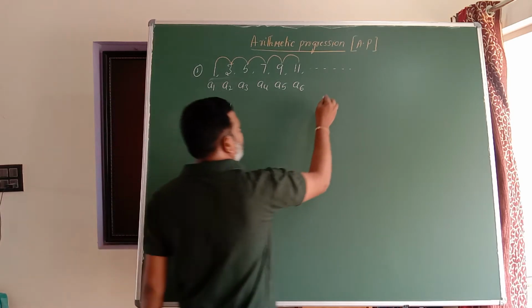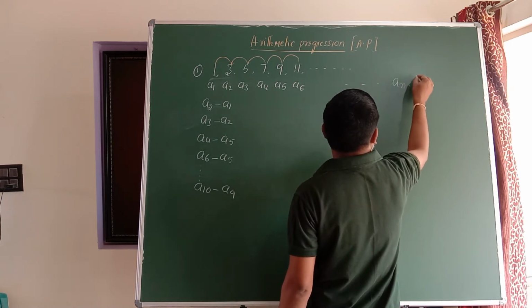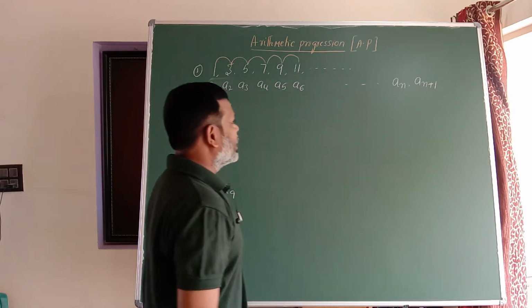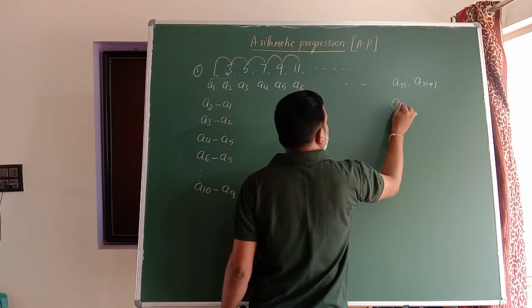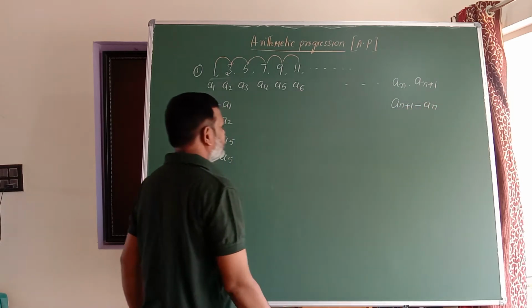Okay. In general, you have AN, and the next term is, suppose, let it be AN plus 1. How to take the difference here? You have to take the difference like that: AN plus 1 minus AN. Just have a look at this.